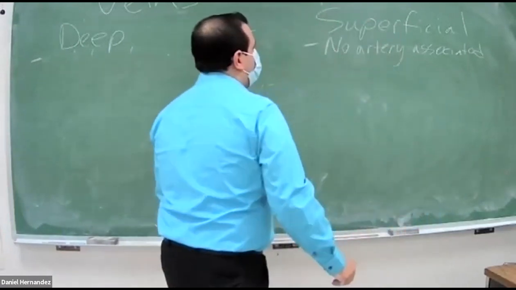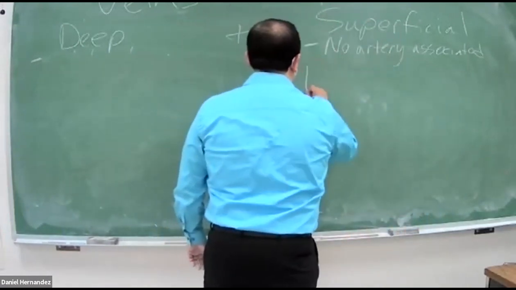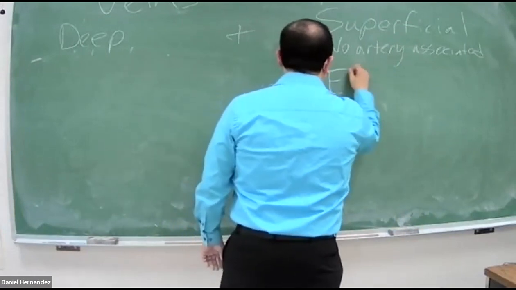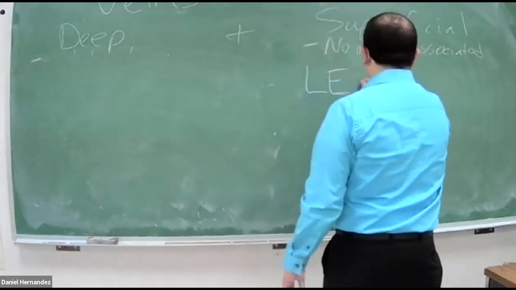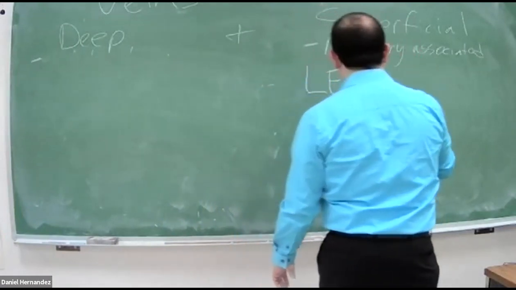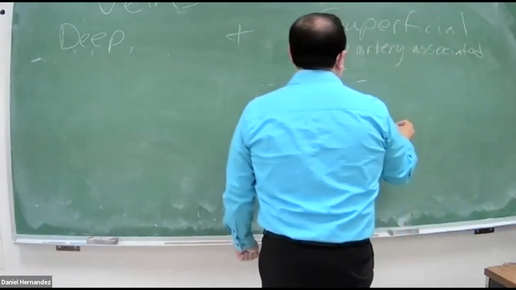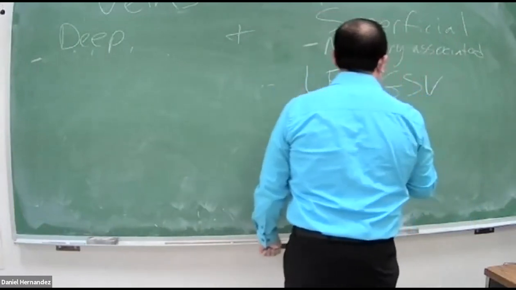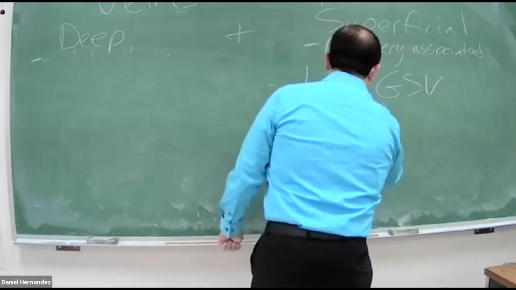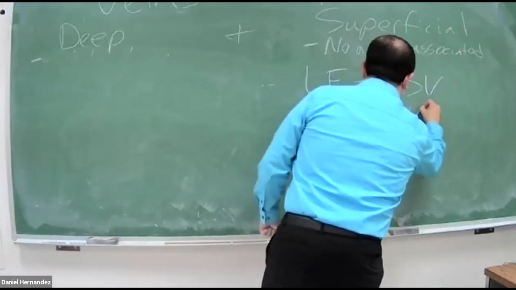All right, so superficial veins for the legs, the lower extremity. For this one, we have our GSV, our greater saphenous vein, and our small saphenous vein.